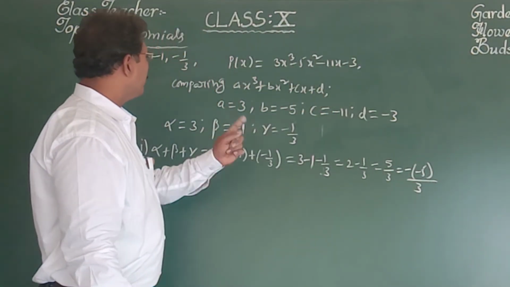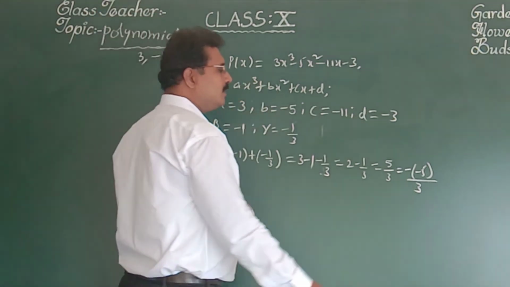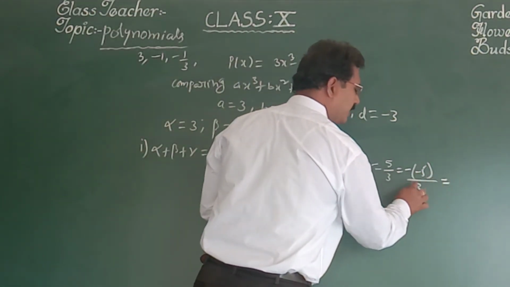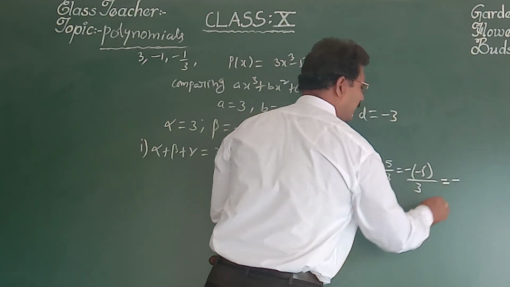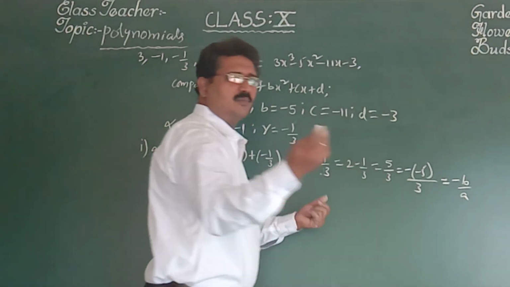That means minus coefficient of x square by coefficient of x cube. So minus of minus 5 by 3, what is minus 5? Minus, B by A. Hence verified.